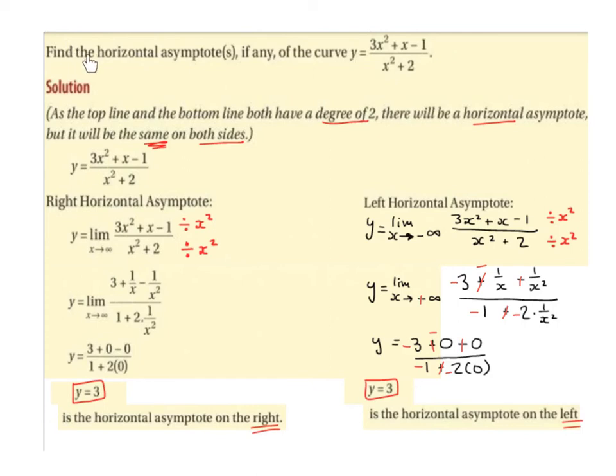So we were asked to find the horizontal asymptotes of the curve y equals 3x squared plus x minus 1 over x squared plus 2. And y equals 3 is the horizontal asymptote on the right of our curve. And y equals 3 is the horizontal asymptote on the left.